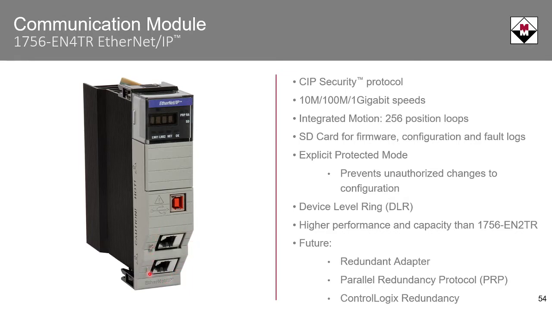So if you have an L7 controller and want to have communications on a gigabit network, you can insert this card. It has a higher performance and capacity than the standard 1756 EN2TR. The next slide actually has a comparison between the two. These ports support device level ring, and in the future with a firmware update, it will support ControlLogix redundancy. It will be able to act as a redundant adapter, and it will support parallel redundancy protocol, or PRP for short. And I'll touch on that with another Ethernet module that I show you.